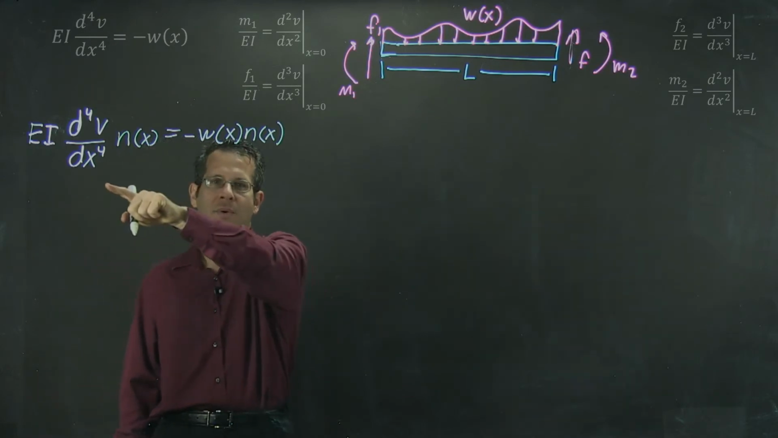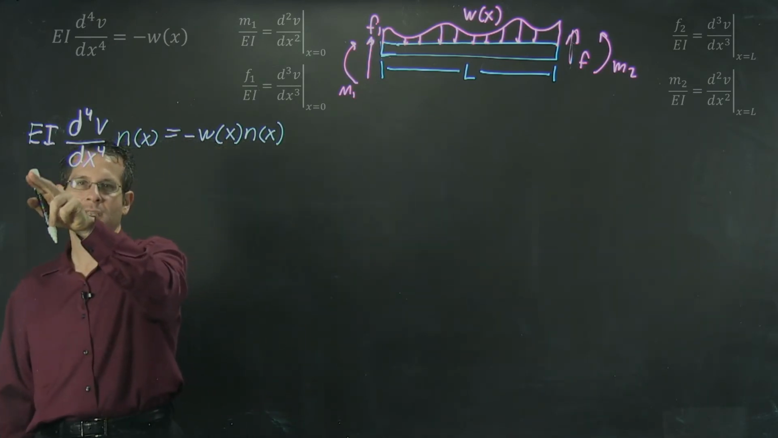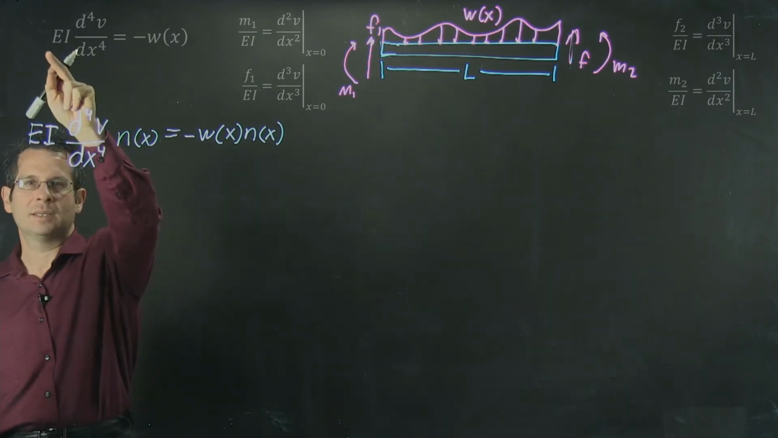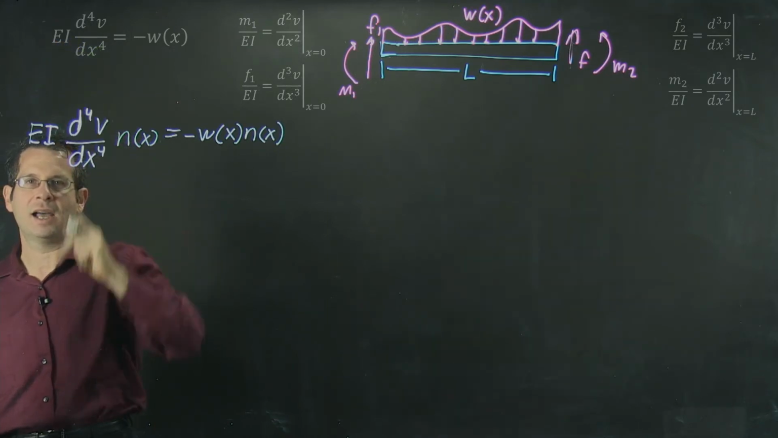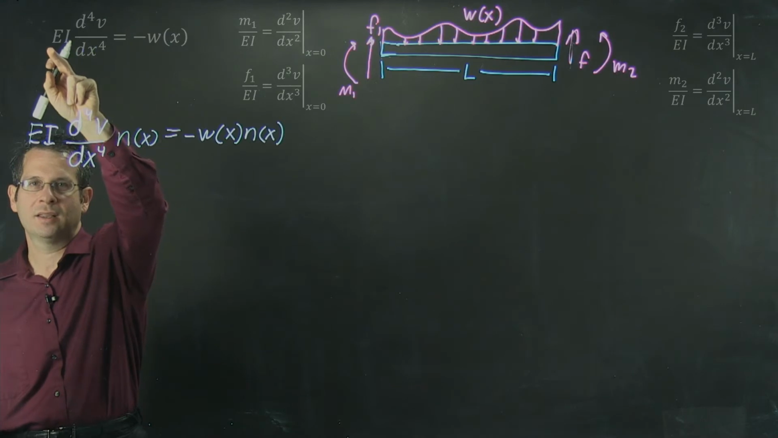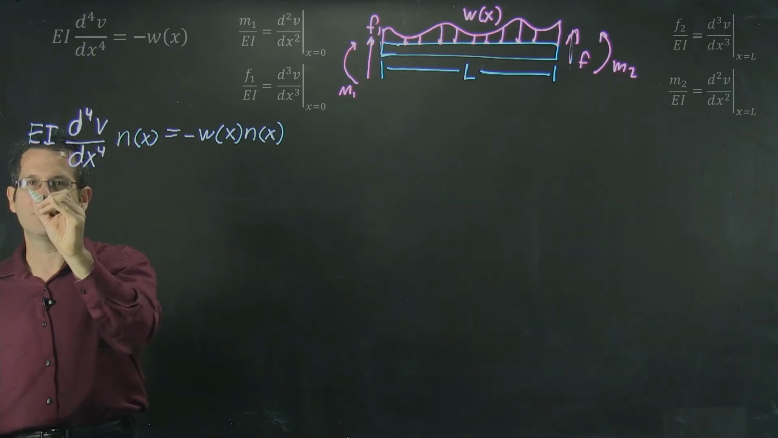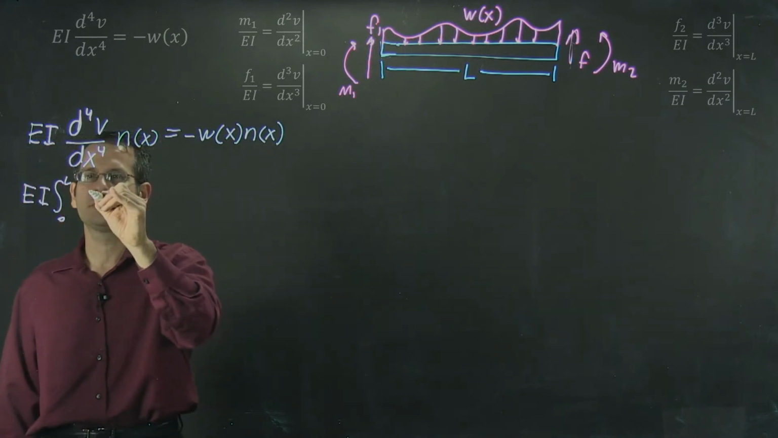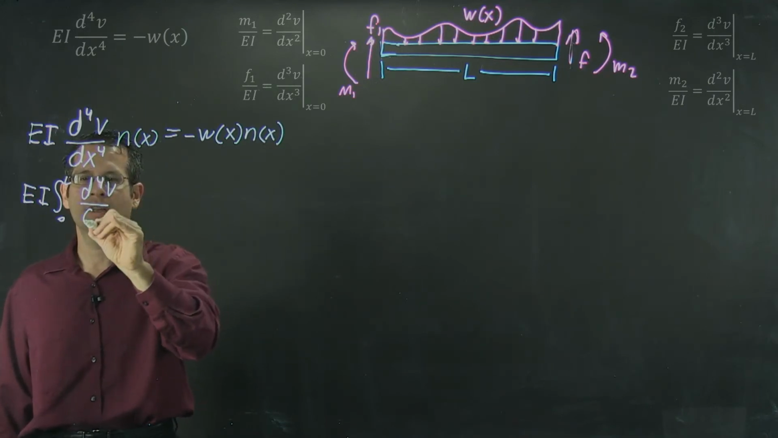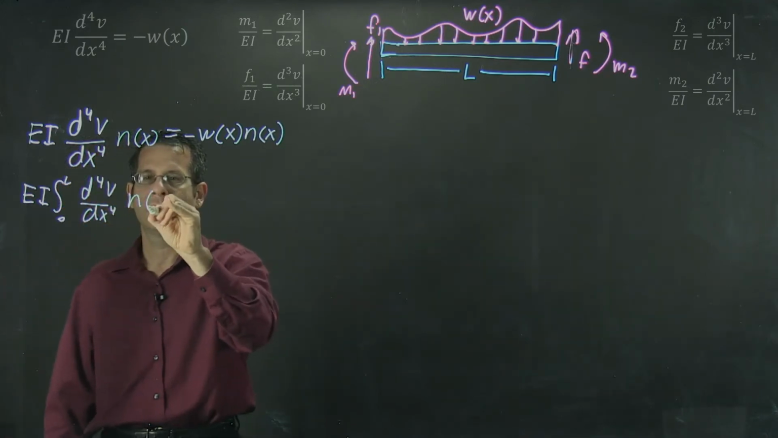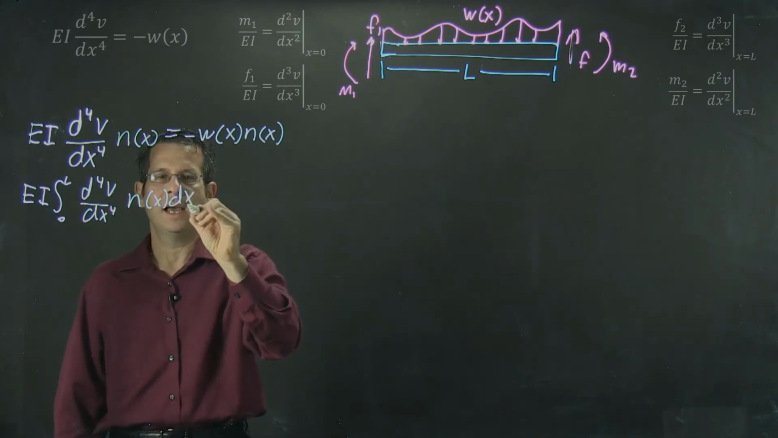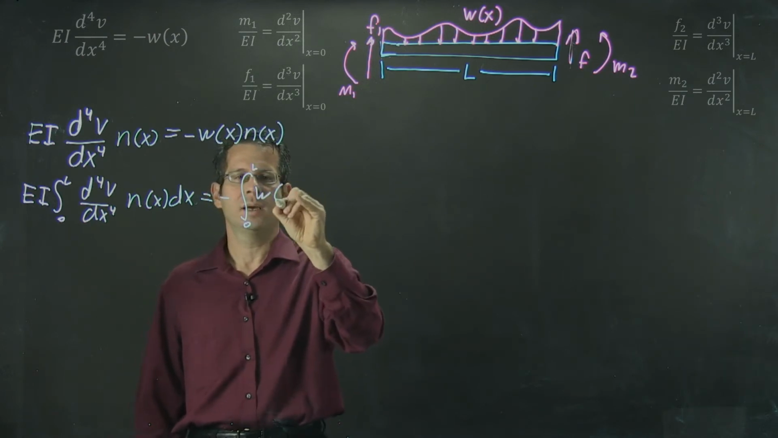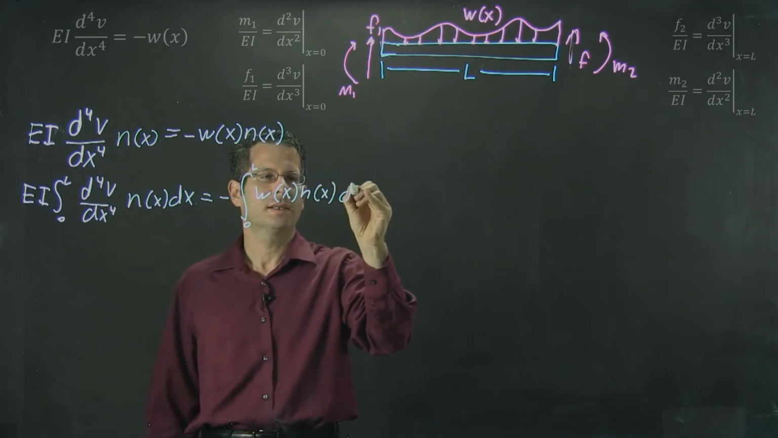I'm now going to integrate both sides of this equation from 0 to L. Since we're simplifying our case, we'll take E and I to be constants, so I can move those out. I can see that EI times the integral from 0 to L of the fourth derivative of v with respect to x, times n of x, dx, is equal to negative the integral from 0 to L of w of x times n of x, dx.